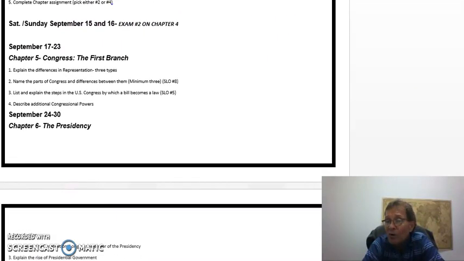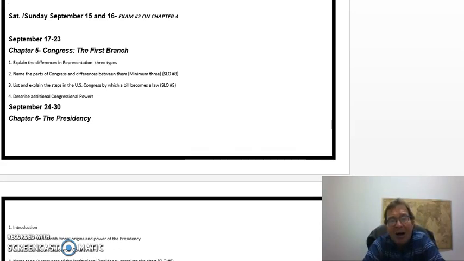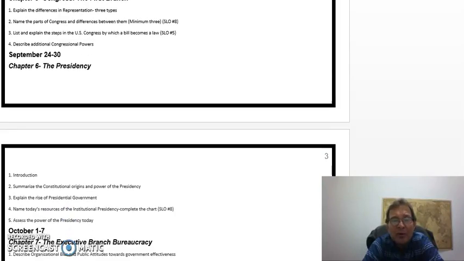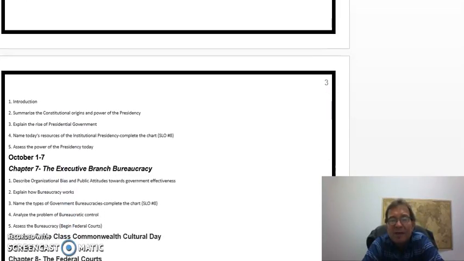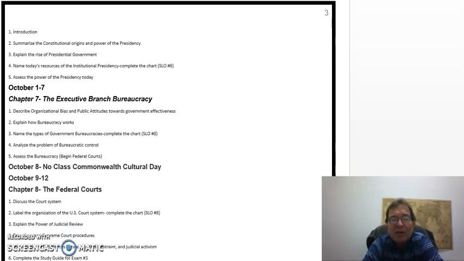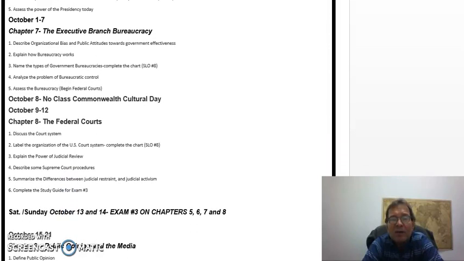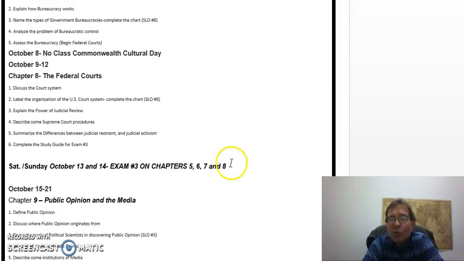Then we go over the different institutions of government, the government of the Congress. We go over the presidency. We go over the executive branch bureaucracy. And then we do the courts. And this will be the long exam. This one will be 65 questions because it's on 4 chapters. And basically, I've taken 15 or so questions out of each chapter, and I've made a long exam out of that.